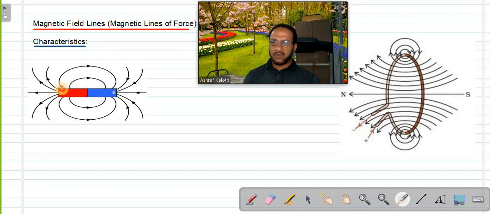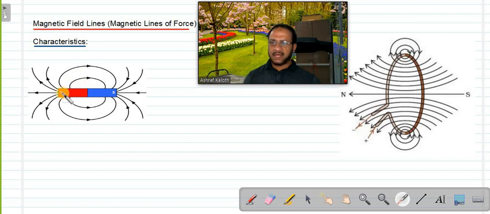They originate from the North Pole. So magnetic lines of force or field lines are imaginary curves. They are imaginary curves originating from the North Pole and terminating at the South Pole outside the magnet. And inside the magnet, they are moving from south to north. So they are closed curves. It is a continuous closed curve starting from north outside and ending at south, and inside the magnet from south to north. And this is the pattern of field lines for a bar magnet.